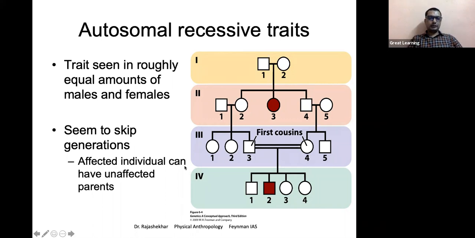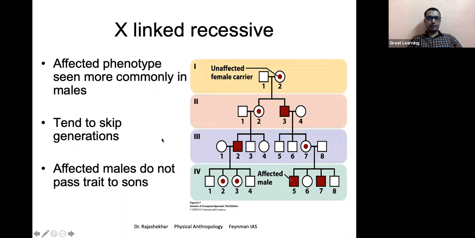Now let's move on to the X-linked problem. Sex chromosomal problems, we'll go with the X-linked problem. We'll start with X-linked recessive disorder. We saw autosomal recessive. Here we are seeing X-linked recessive. Any known disease? Do you know any disease which is X-linked recessive?